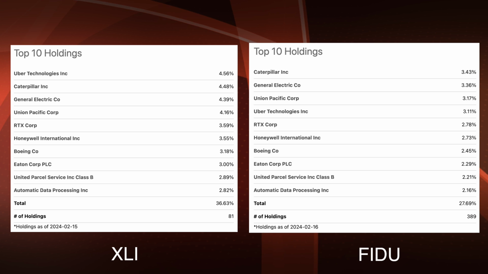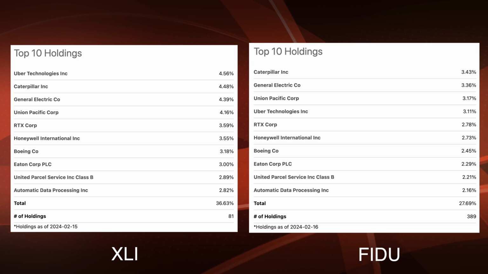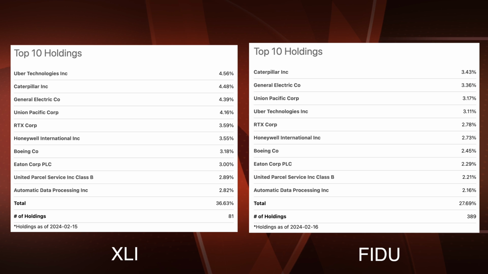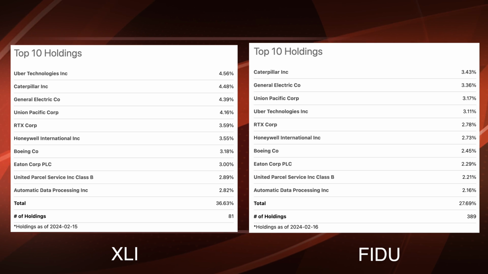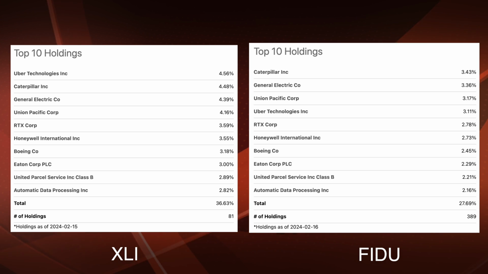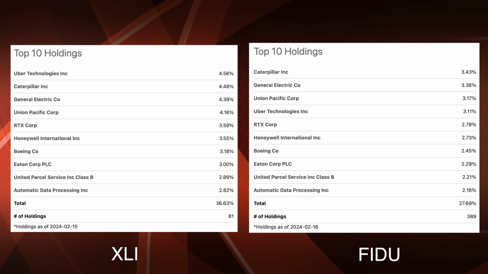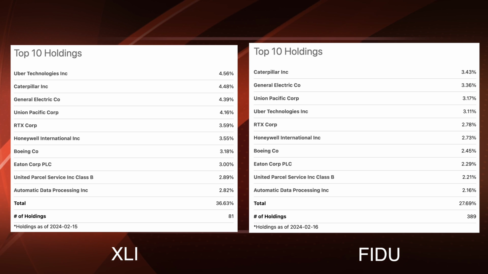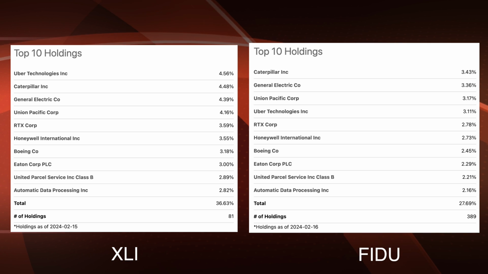Now let's take a look at the top ETF holdings side by side, beginning with XLI. Top holdings include Uber, Caterpillar, General Electric, Union Pacific, and RTX, formerly Raytheon. In total, it has 81 total positions, with the top 10 accounting for 37%. Looking at FIDU, top holdings include Caterpillar, General Electric, Union Pacific, Uber, and RTX as well. However, much larger, with 389 total holdings, and the top 10 only accounting for 27%. So again, a lot of similarities between these two. Much higher expense fee for FIDU, but it's also had a much bigger performance. However, I like the idea of Uber being the top position there when it comes to XLI. That's why I'm going to lean more towards that. I have no position in either right now, but both of these are great options when looking for that industrial exposure.